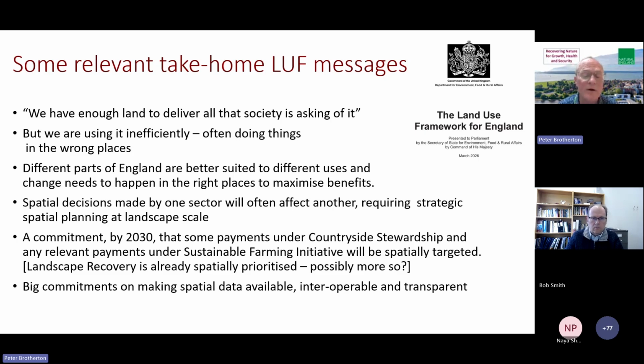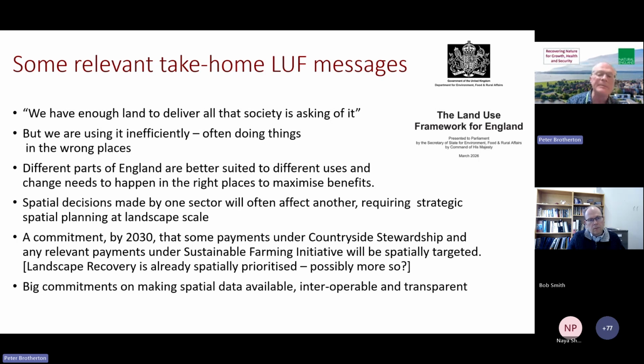At the moment, on a farm-by-farm basis, a farmer says what they would like to do, and provided it meets certain criteria, they are paid with public money to do that. What this is saying is that will be done differently in the future, and that will be a big deal, and something we'll have to work closely with the farming community and other landowners on to bring them with us. Landscape Recovery, which is the biggest tier that supports land use change within agri-environment schemes, is already spatially prioritised, but it also hints that we might do that even more.